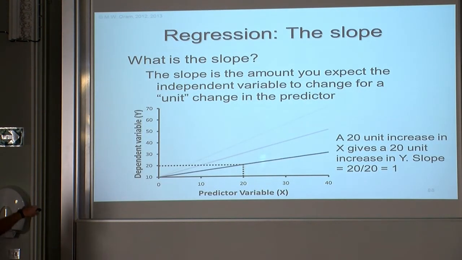The slope is just the ratio of how much y increases for an increase in x. So for a given increase in x, how much does y increase, and you divide the two. The slope is the amount you would expect the dependent variable to change for a change in the predictor.